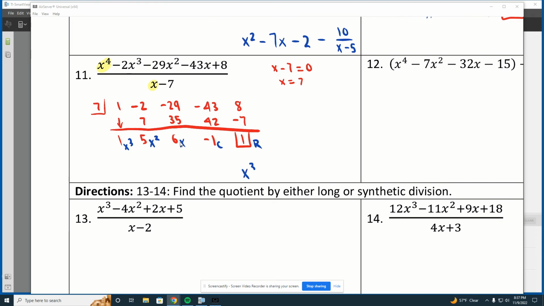So my answer is x cubed plus 5x squared plus 6x minus 1 plus 1 over your divisor, x minus 7.